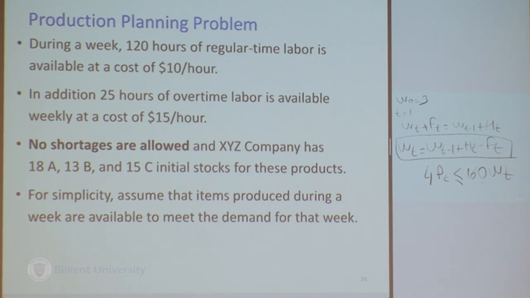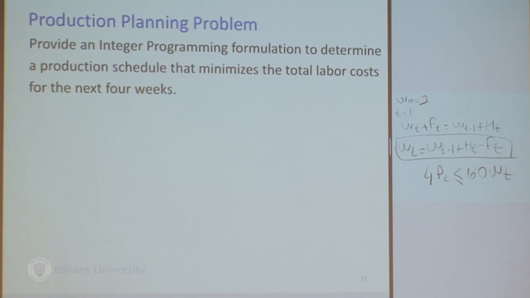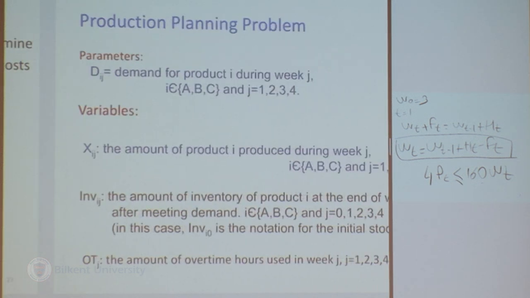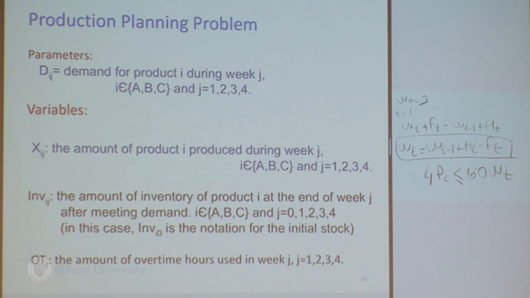We're going to assume that anything I produce in this week will be used in this week. We did that in the previous problem too. Anything I'm producing, I'm using it to satisfy the demand of this week. All right. Now we're going to write an integer program which will determine the production schedule that minimizes the total cost. Okay? Here are the variables then.